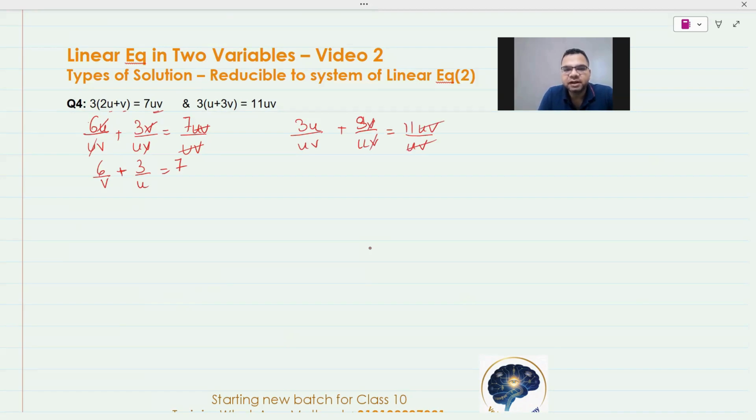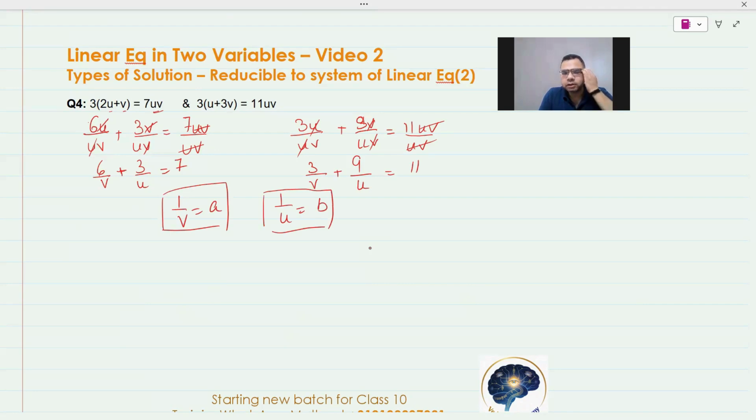This gets cancelled, and this gets cancelled. So it becomes 3 upon v plus 9 upon u equals 11. Okay, let's try that only. So 1 upon v, we are saying, is again a, right? And 1 upon u is b. So I have done the substitution here. Okay, not the substitution, but the reduction of equations into linear equations. So this becomes 6a plus 3b equals 7, and 3a plus 9b is 11.